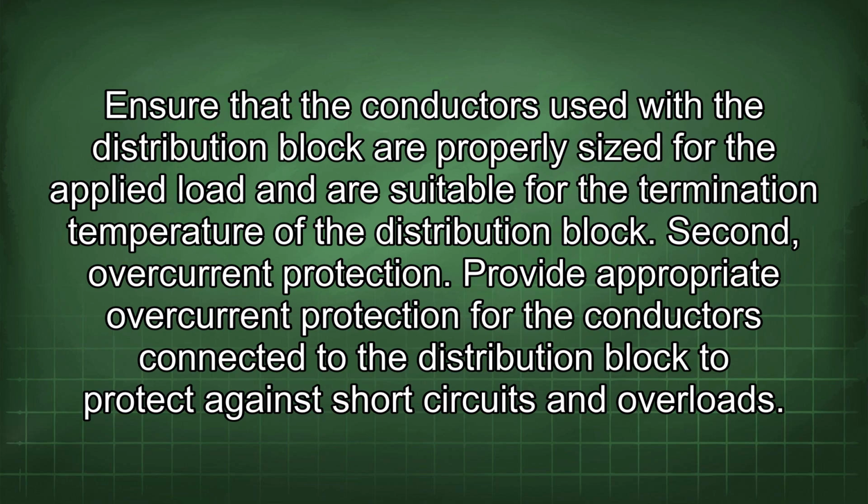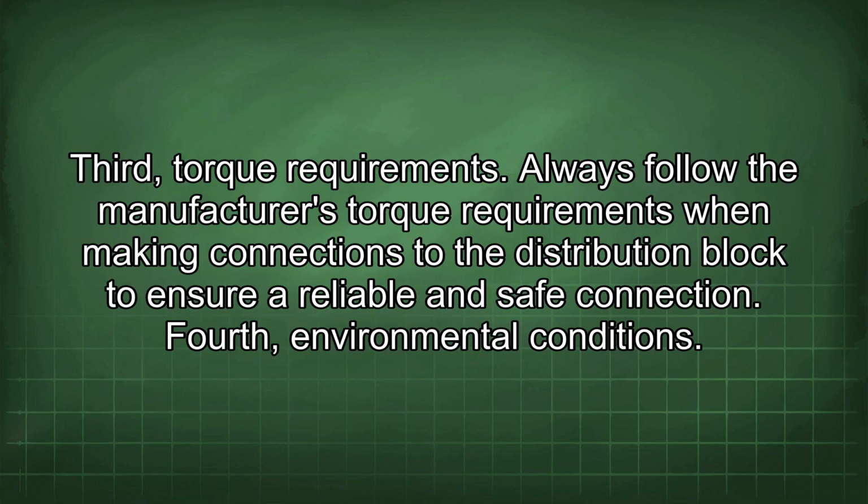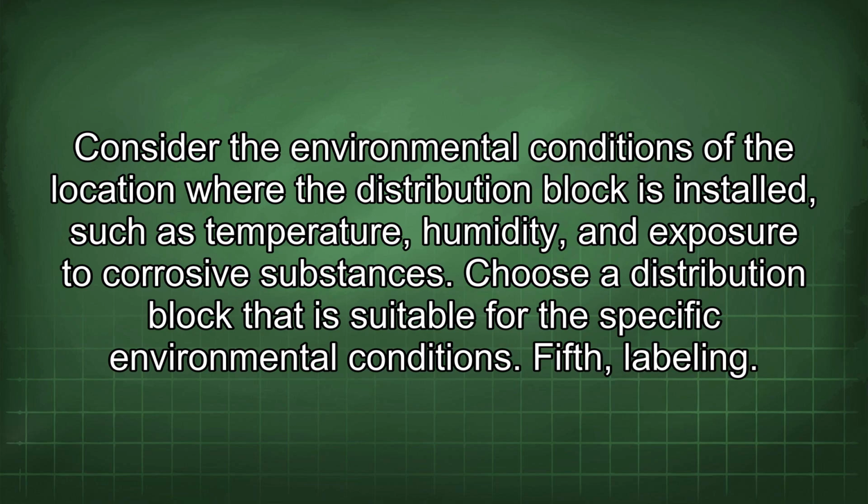Second, overcurrent protection. Provide appropriate overcurrent protection for the conductors connected to the distribution block to protect against short circuits and overloads. Third, torque requirements. Always follow the manufacturer's torque requirements when making connections to the distribution block to ensure a reliable and safe connection. Fourth, environmental conditions. Consider the environmental conditions of the location where the distribution block is installed, such as temperature, humidity, and exposure to corrosive substances. Choose a distribution block that is suitable for the specific environmental conditions.